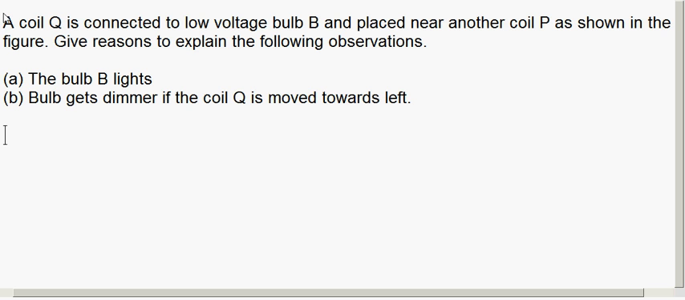Now first take down the figure also. Let me read once again. A coil Q is connected to a low voltage bulb B and placed near another coil P as shown in the figure. Give reasons to explain the following observations. The bulb B lights. Bulb gets dimmer if the coil Q is moved towards left. Now first take down the figure.